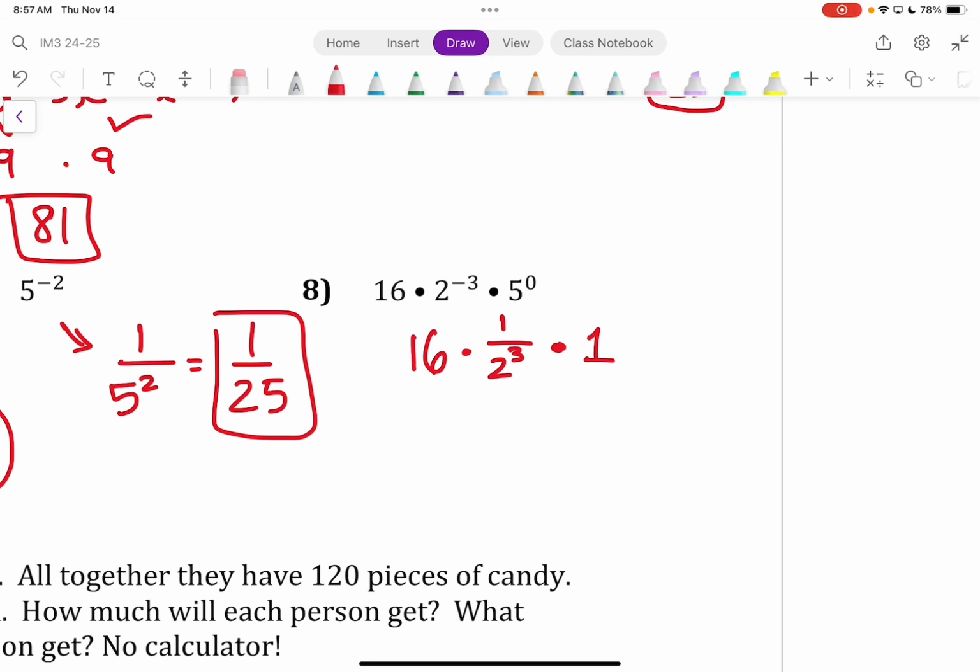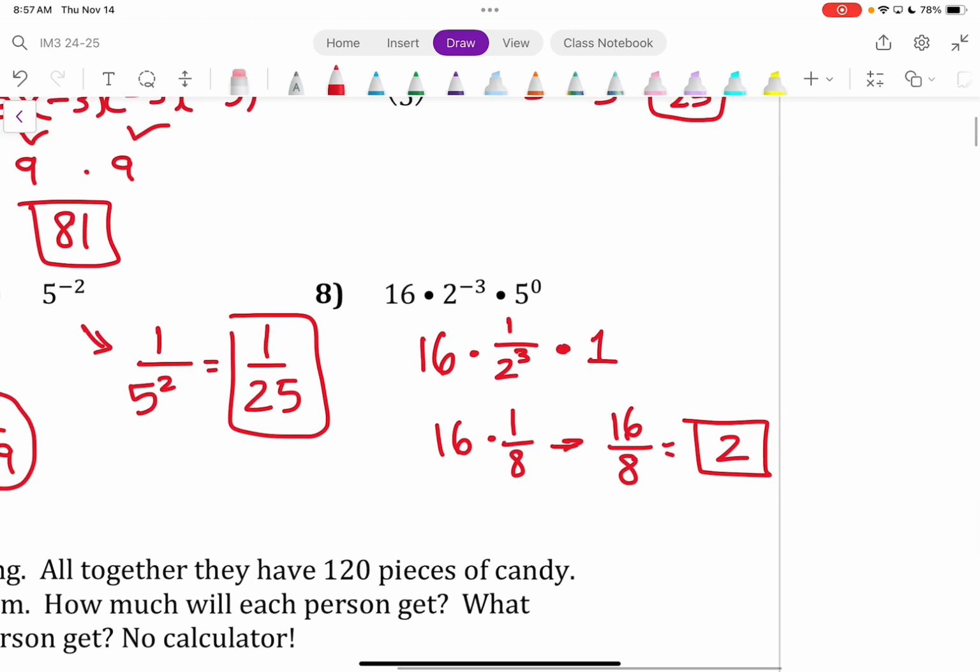Okay, so we still got to clean this up a bit. 16 stays as 16. 1 over 2 to the third. Let's simplify 2 to the third. What's 2 to the third? 8. So this is 1 over 8, which I could rewrite as 16 over 8, which is a simple division problem. What's 16 divided by 8? How many times does 8 go into 16? Twice. It goes in twice. So we get a final solution of 2. All right?